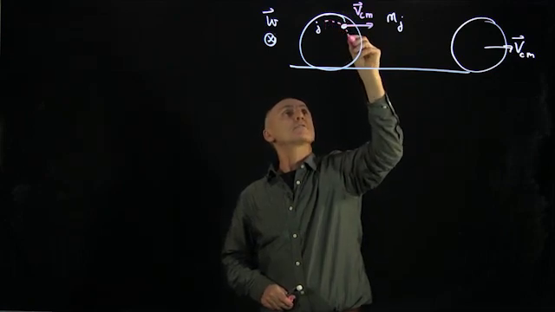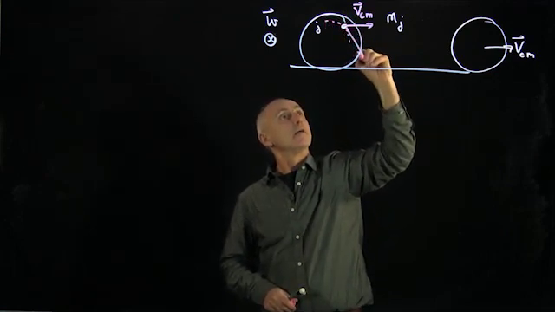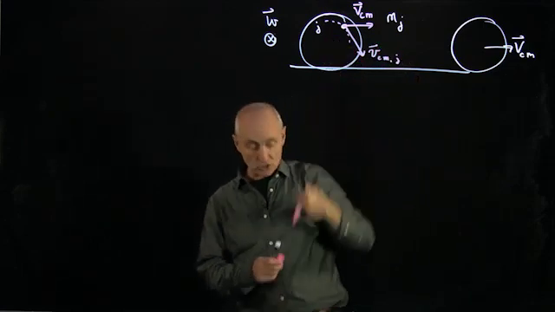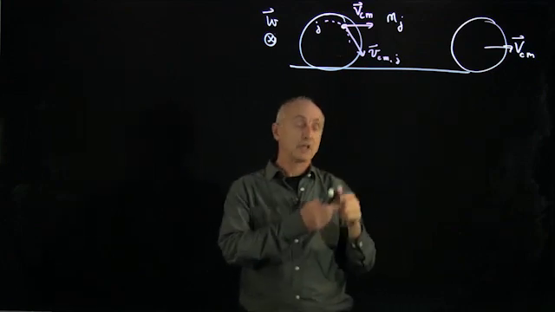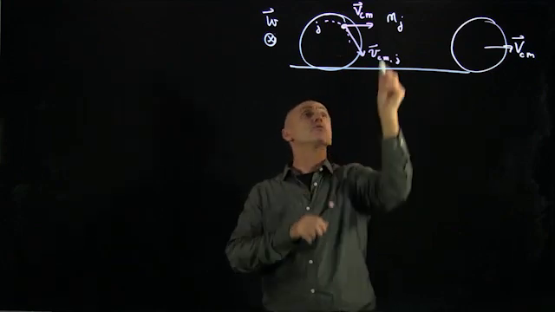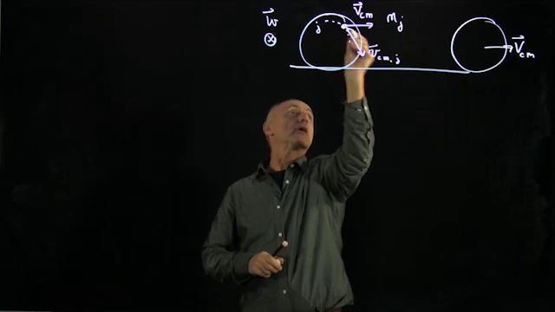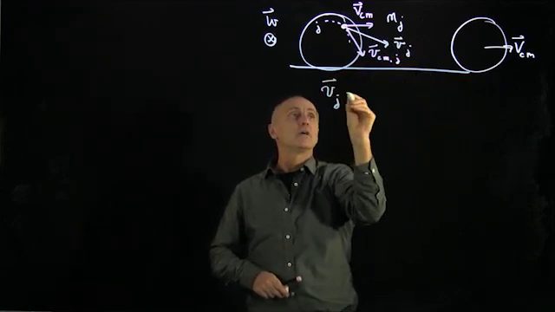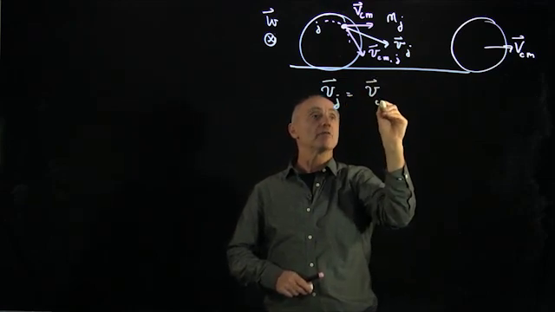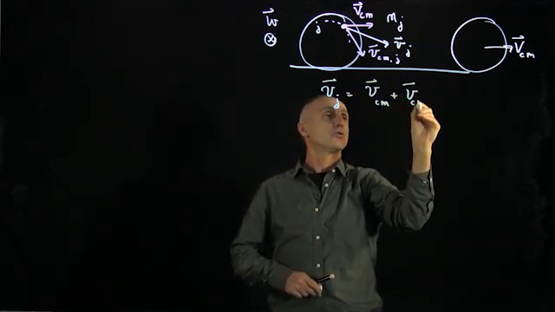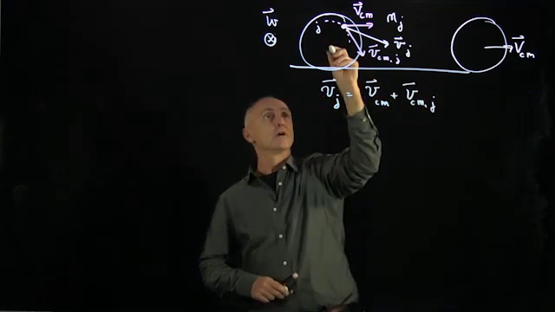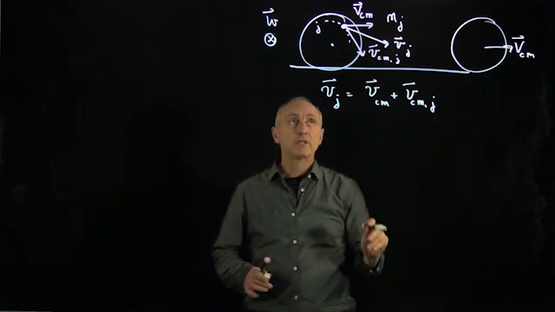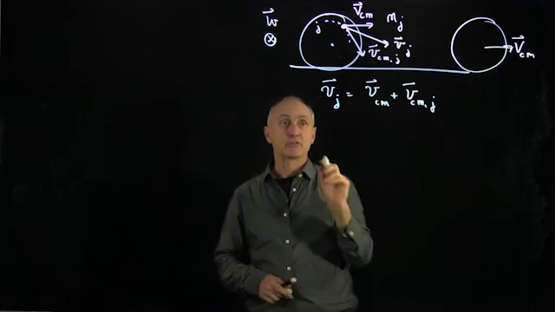But because this object is undergoing circular motion, there is VCMJ. That's the rotational, circular, tangential velocity. And so the vector sum of these two is the actual velocity Vj of the jth object. Vj is equal to the center of mass velocity plus the tangential rotational velocity that it has because it's undergoing circular motion. And now what we'd like to do is calculate the kinetic energy of this object.